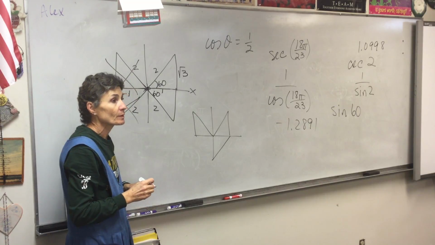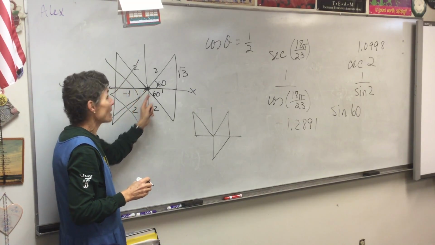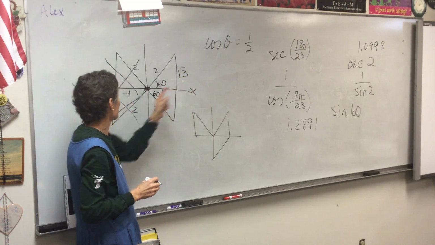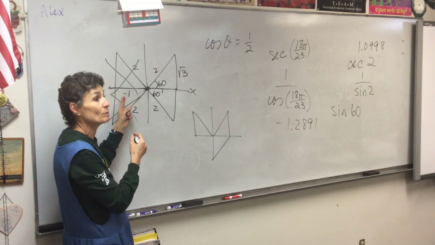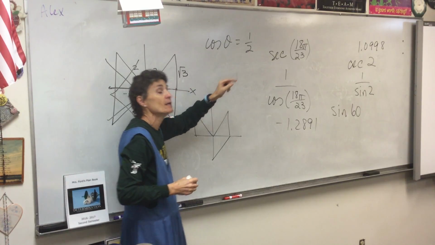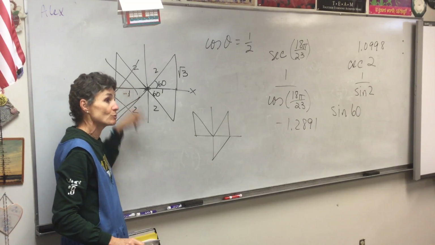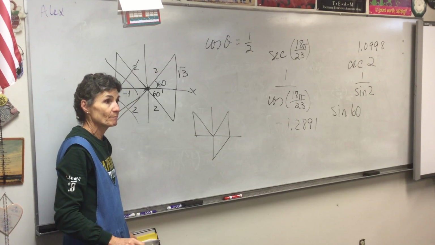Wait, so why are those not 60s? Okay, these would be 60. But they're not answers to this question, Jonathan, because that cosine would be negative, and I need a positive one. But yes, the angles would be 60 if I needed them, if I were going to use them. Absolutely.